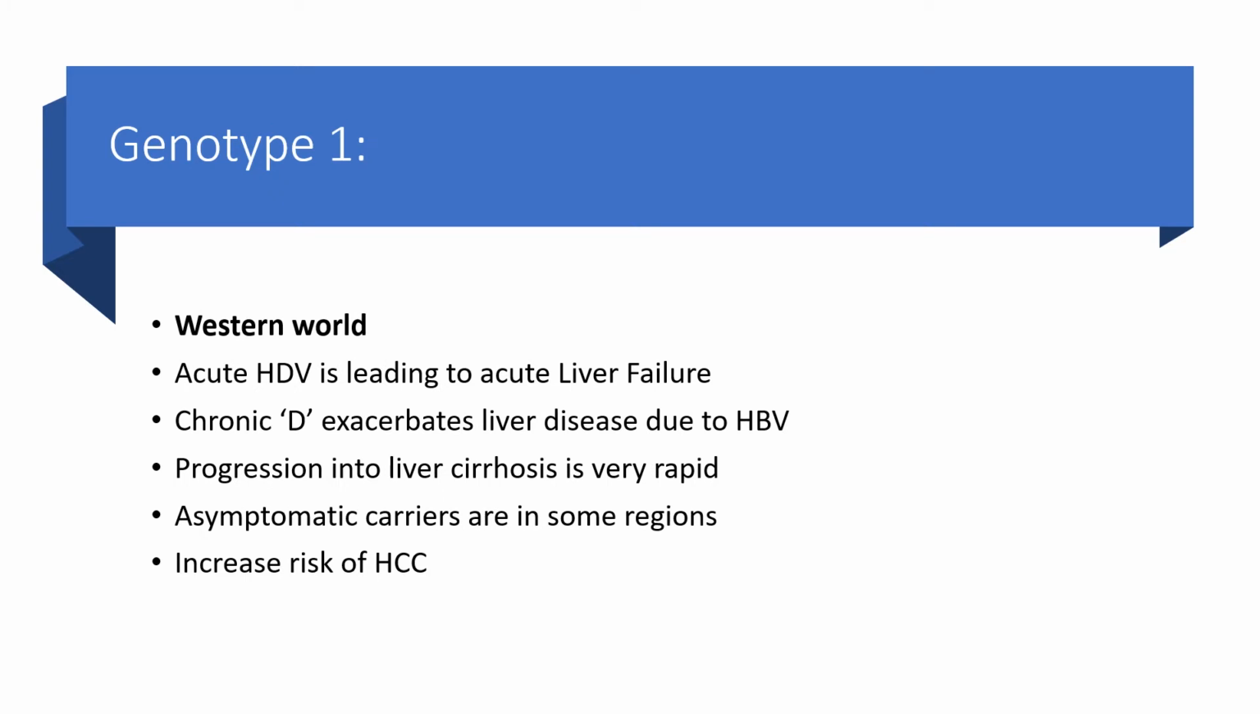Genotype 1. Genotype 1 hepatitis D virus is found in the Western world. Acute hepatitis D virus is leading to acute liver failure in that region. Chronic hepatitis D exacerbates liver disease due to hepatitis B virus. In other words, when there is hepatitis B virus and there is chronic hepatitis D virus, the rate of liver damage will worsen or will surface again.